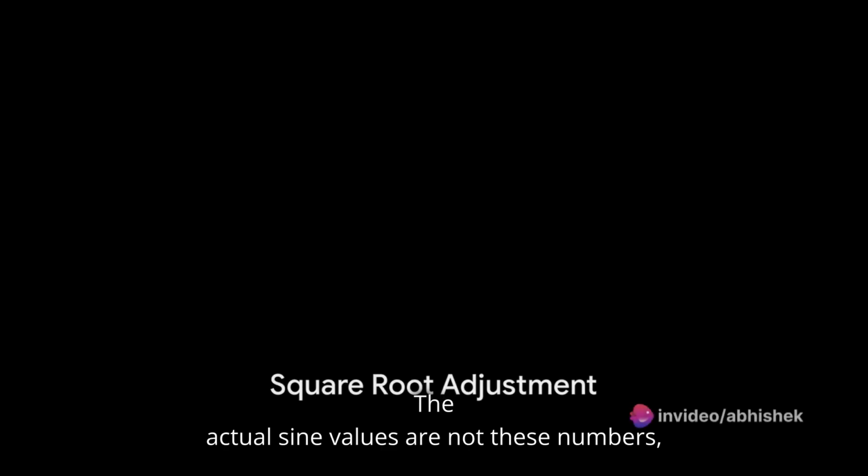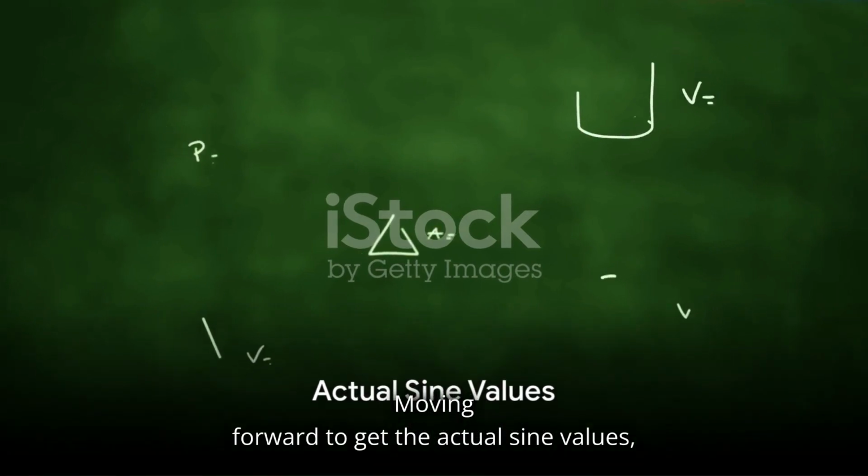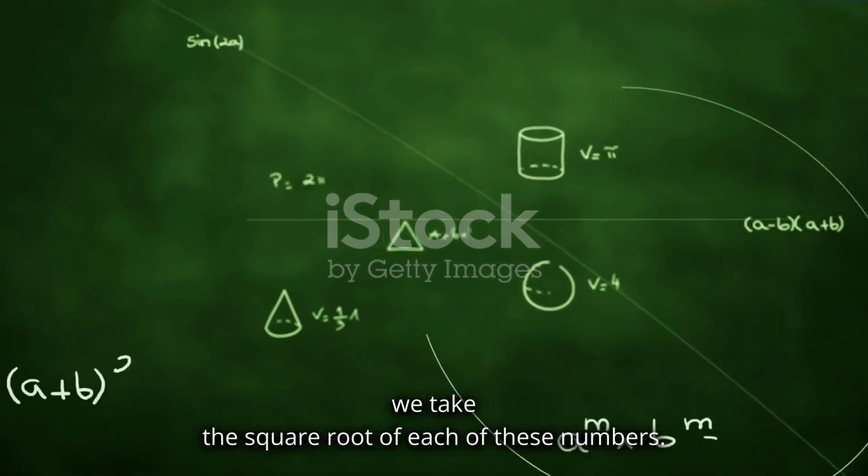But wait, there's a catch. The actual sine values are not these numbers, but the square root of these numbers. However, for simplicity and ease of remembering, we initially consider the division by 4. Moving forward, to get the actual sine values, we take the square root of each of these numbers.